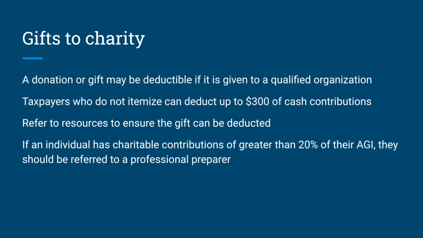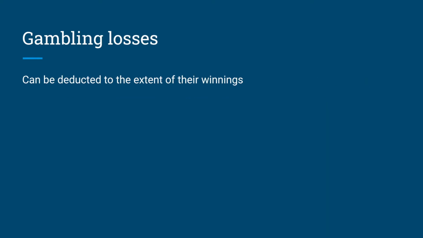And I would again say to refer back to resources to ensure that the gift can be deducted, because there are multiple criteria that the gift has to meet in order for it to be tax deductible. And if an individual has charitable contributions of greater than 20% of their AGI, they should be referred to a professional preparer, and we cannot prepare that return. So again, if you see an individual that has a large amount of charitable gifts, more than 20% of their AGI, they should be referred to a professional preparer.